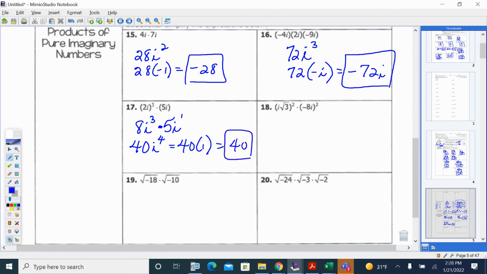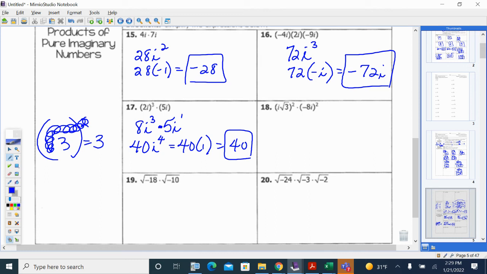So we're doing this all in our head. Number 18 says i times the square root of 3 squared times negative 8i squared. All right, so I need you to put your thinking cap on. When you take a square root and you square it, we've talked in class about the fact that squares and square roots are inverse operations and they cancel each other out.